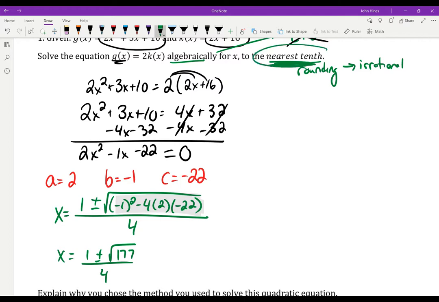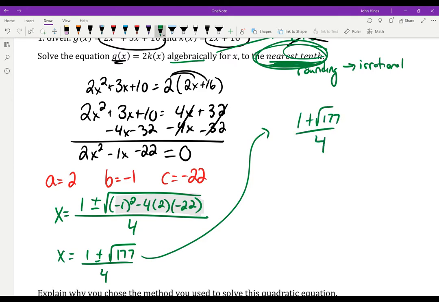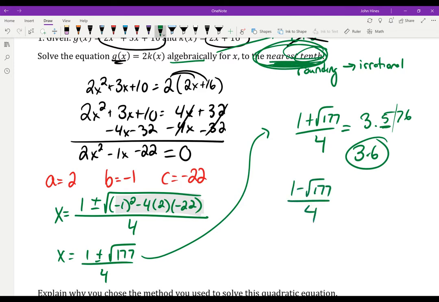And here's the beautiful thing: it says give me a decimal. So at this point, I'm going to type into my calculator 1 plus the square root of 177, divided by 4, using the fraction template. And I get 3.576. Nearest tenth, one place. Do I chop or round up? I round up, 3.6. Or 1 minus the square root of 177 over 4 is the other solution.